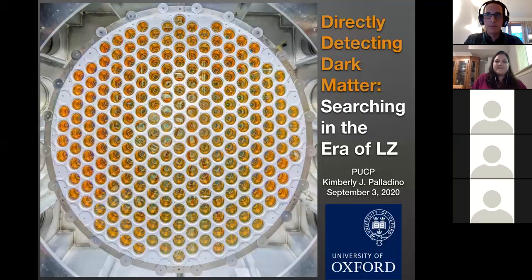She was a faculty member at the University of Wisconsin-Madison for 5 years prior to her joining Oxford University this summer. She is currently the physics coordinator for the LZ Direct Dark Matter experiment. And we welcome Professor Palladino, and whenever you're ready, Professor.